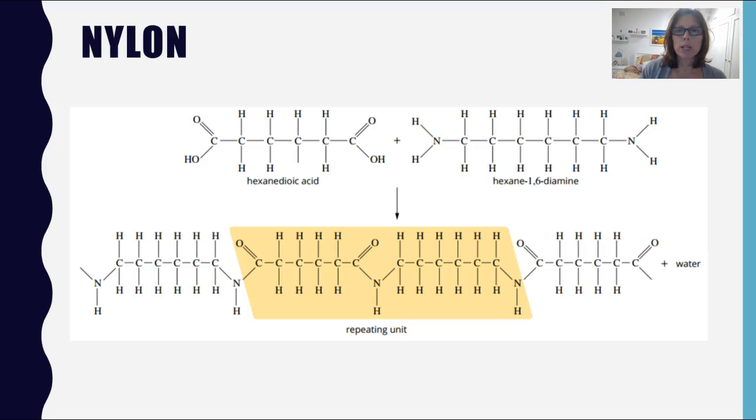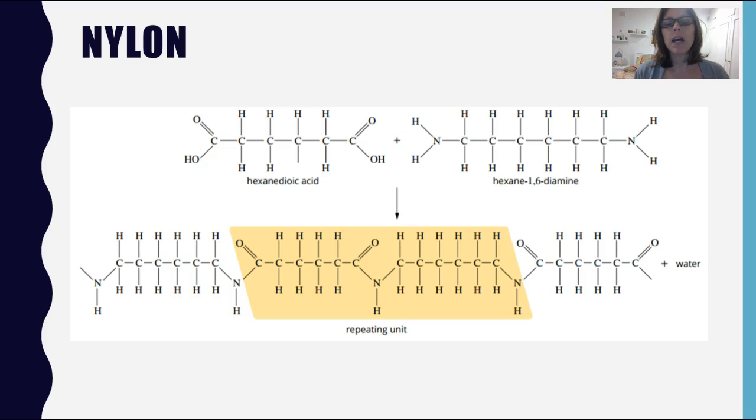Looking at this one here, which is nylon. We've got a carboxylic acid on the end, a dioic acid. Why is it di? There's the carboxylic group here and the carboxylic group at the end. And this one over here is hexane 1,6-diamine. Why is it diamine? Because we've got an amine group on this side and an amine group on this side.